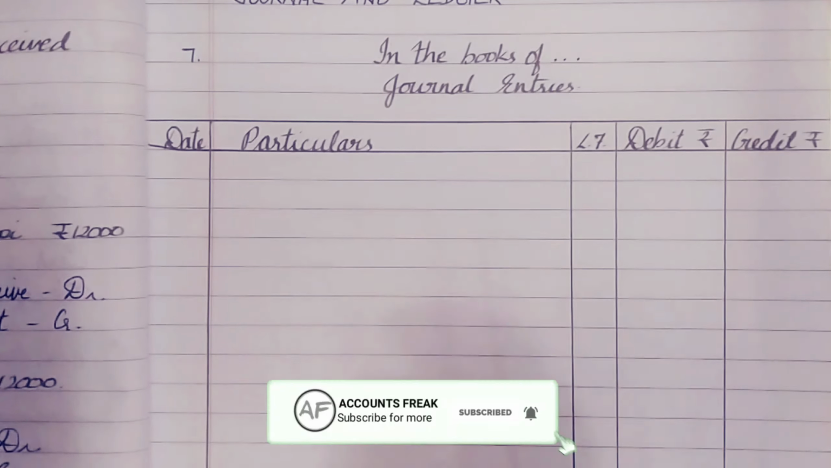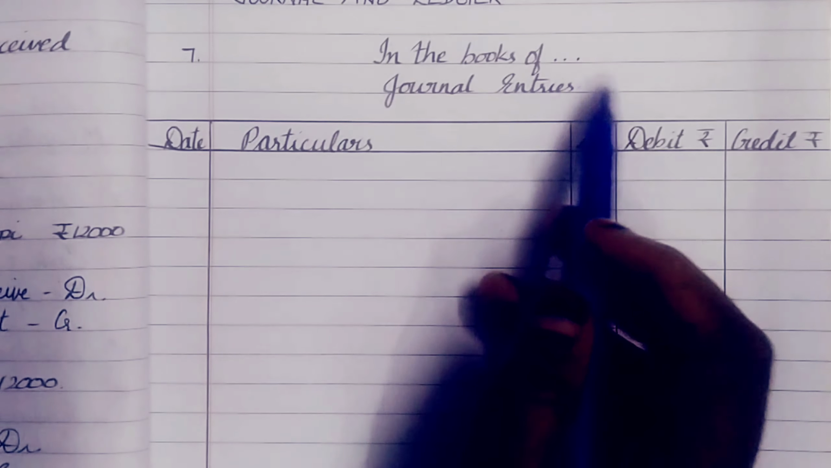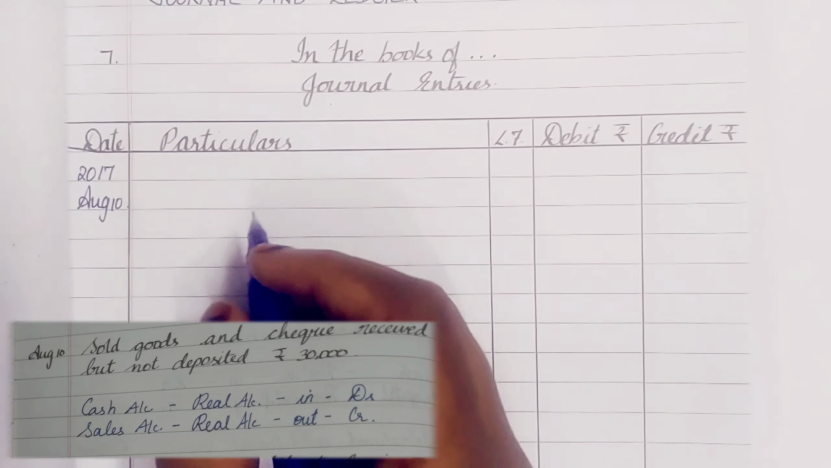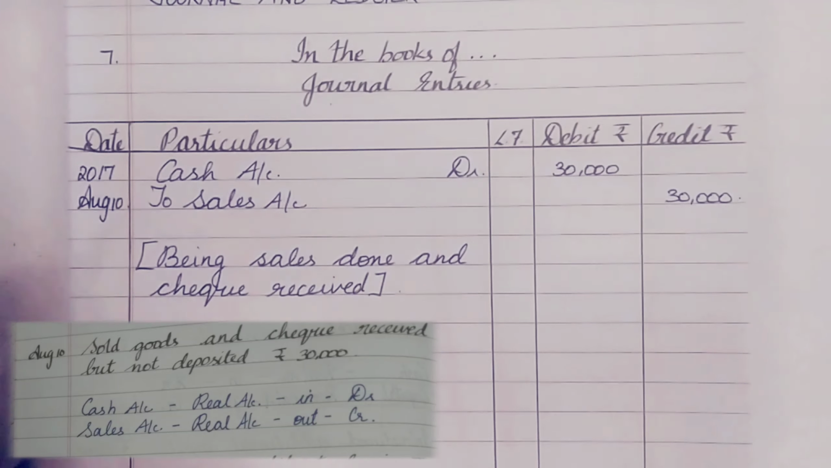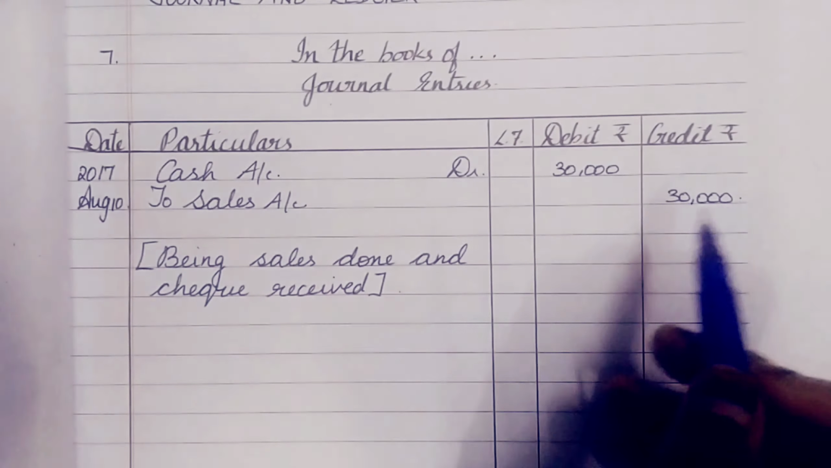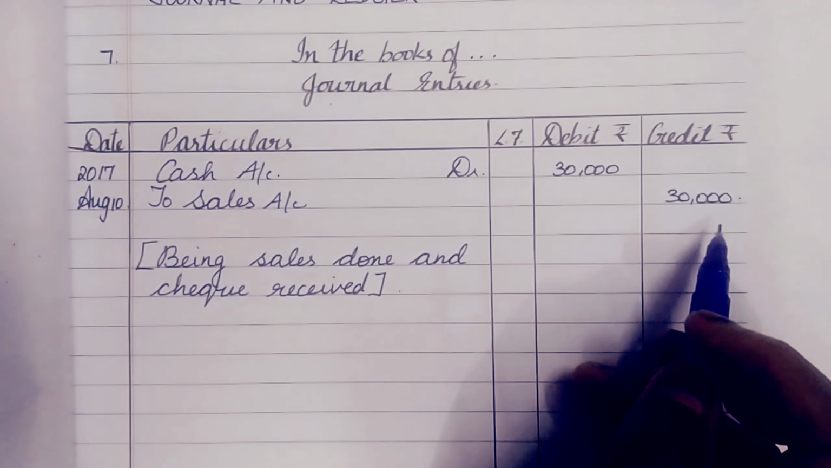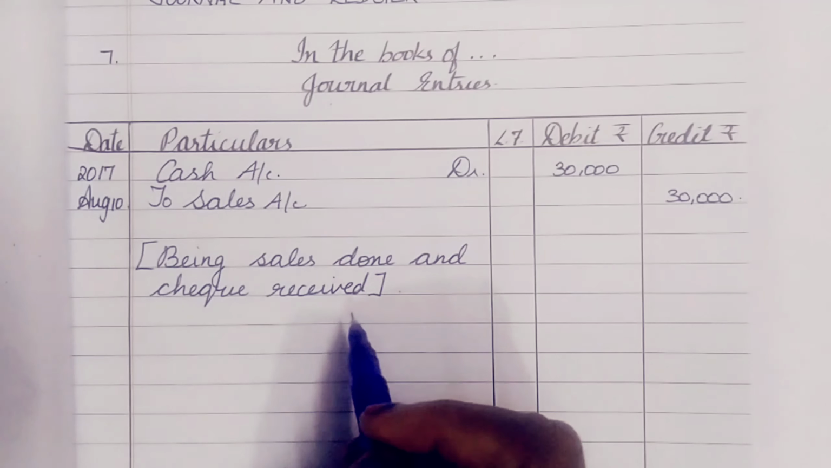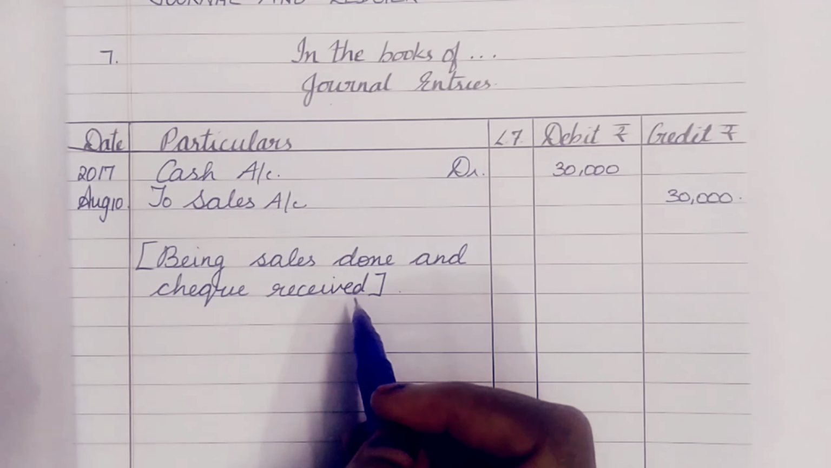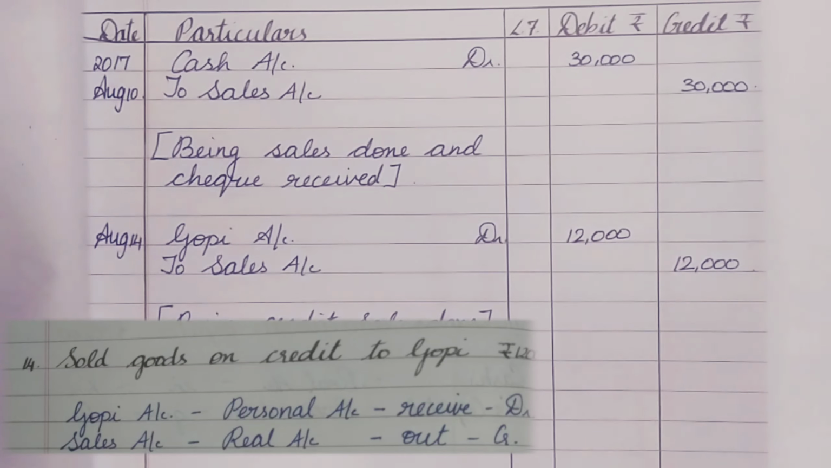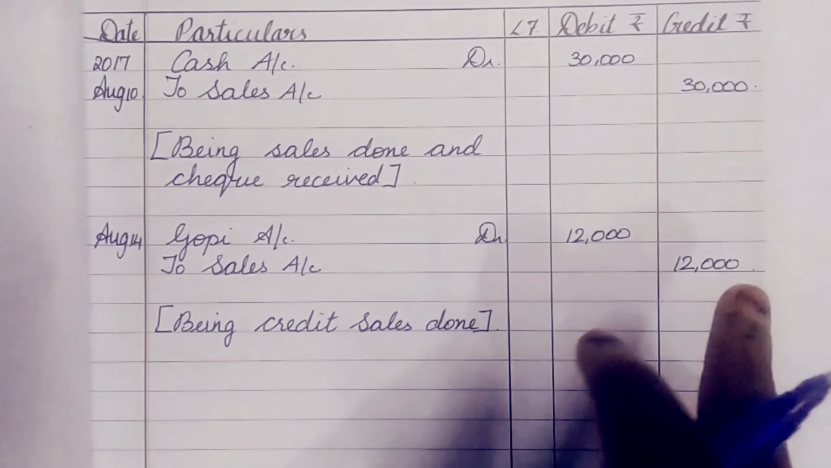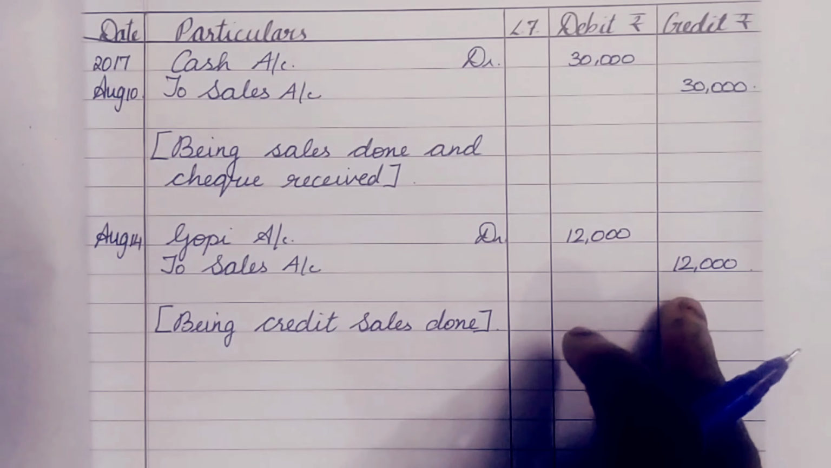So let's start with the journal entries. In the books of, the person's name is not given, therefore I put a dot there. According to the analysis, the journal entry is cash account debtor to sales account, 30,000 and 30,000 respectively in the same columns, and the narration being sales done and the check received. So let's move on to the next entry. The next transaction is about the credit sales done with Gopi. The entry is Gopi account debtor to sales account, 12,000 and 12,000.